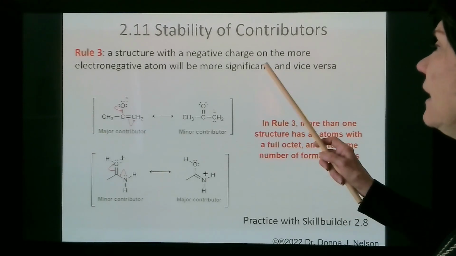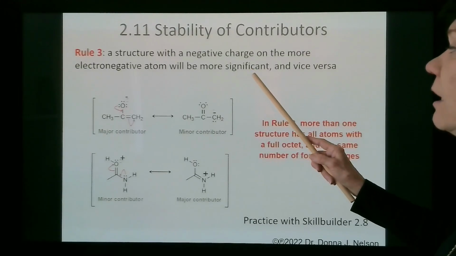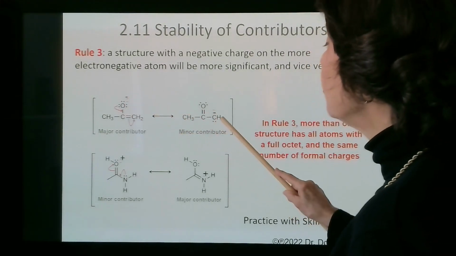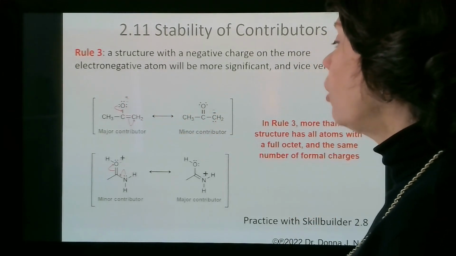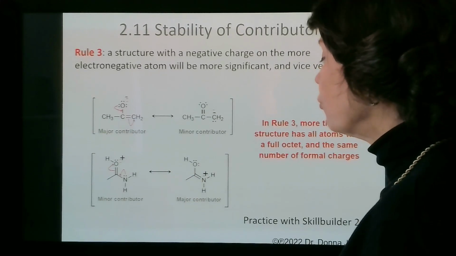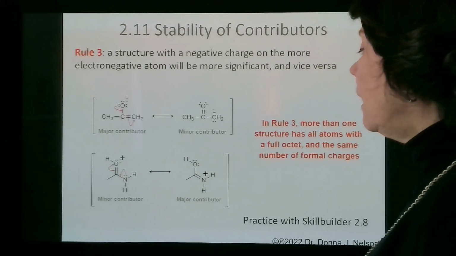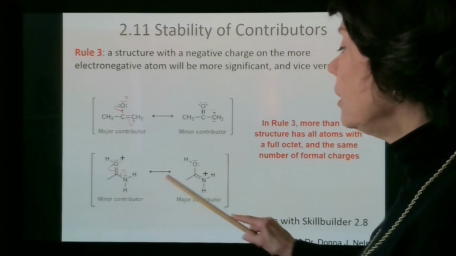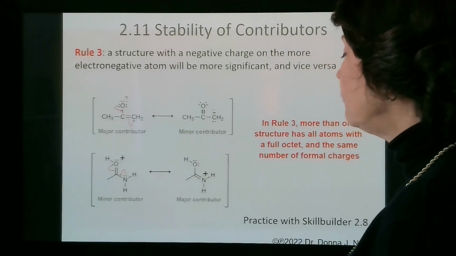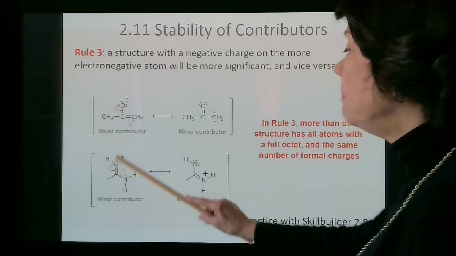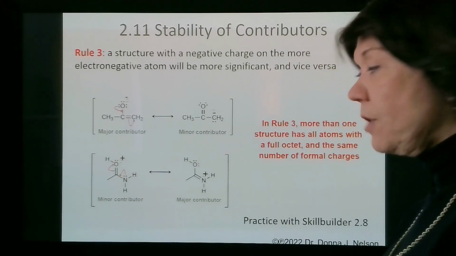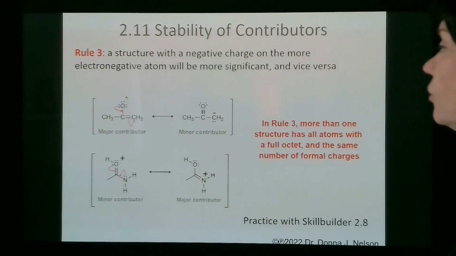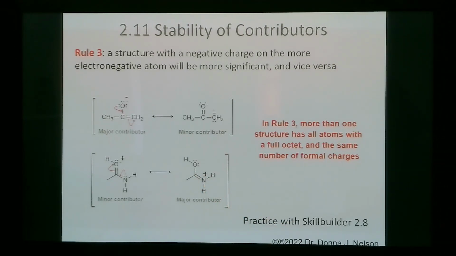A structure with a negative charge on the more electronegative atom will be more significant. Here, oxygen is bearing the negative charge. Here, carbon is bearing the negative charge. And so this is the major contributor. Here, it's more stable for nitrogen to bear a positive charge than it is for oxygen to bear a positive charge, because oxygen is more electronegative. And so therefore, this resonance contributor is more important.